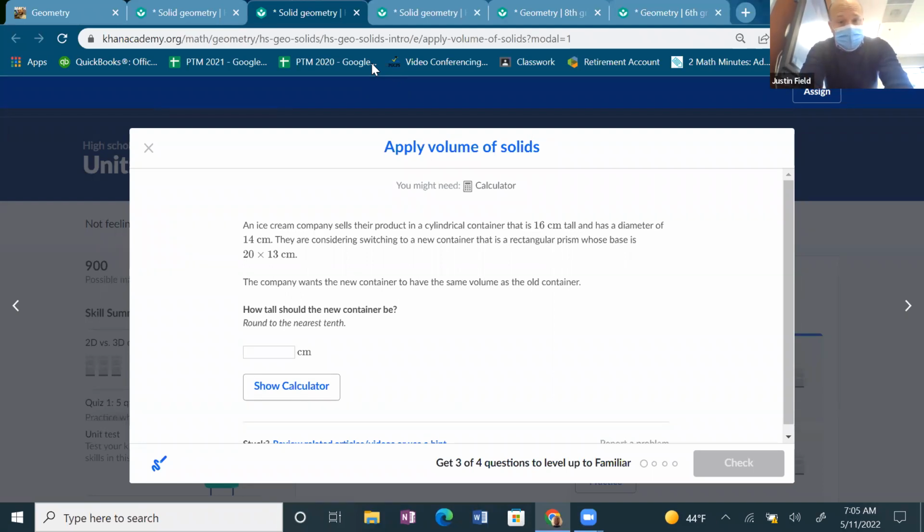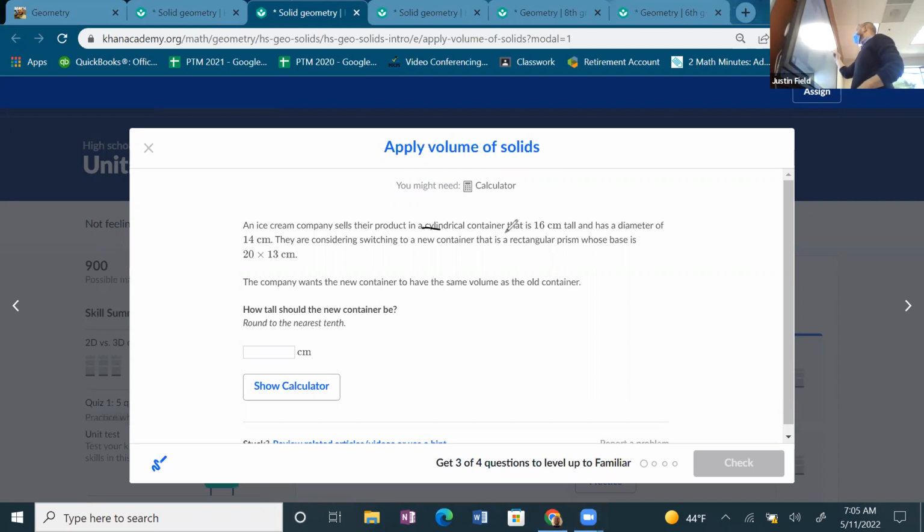An ice cream company sells their product in a cylindrical container, 16 cm tall and a diameter of that. They're considering switching to a new container that has a different shape of the base. Okay. The company wants the new container to have the same volume. How tall should it be? So let's make sense of the problem and draw a picture. We have a cylinder. This is a very good problem because it could actually happen. And they want to switch to a rectangular prism.